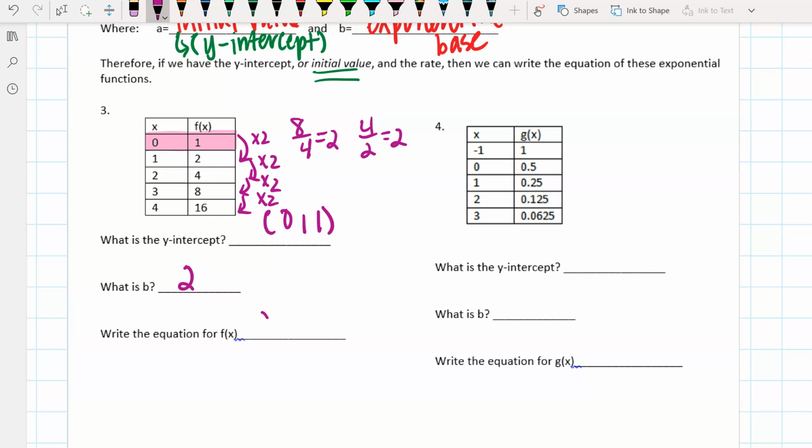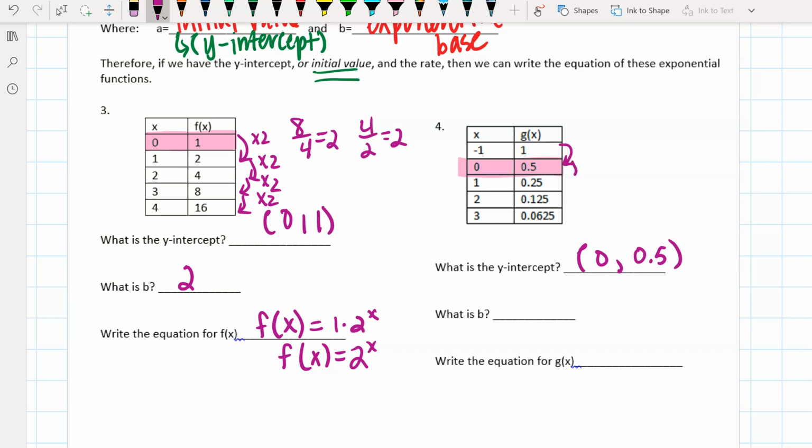To write our function, remember y is also f of x, so f of x equals our initial value, which here is 1, times 2 to the x. So we really have f of x equals 2 to the x. Okay, looking at number 4, same idea. If we have a y-intercept or initial value and we can find the rate, we can find the equation. So we're going to do that exact same thing. Our y-intercept here, wherever x is 0, is 0 and 0.5.